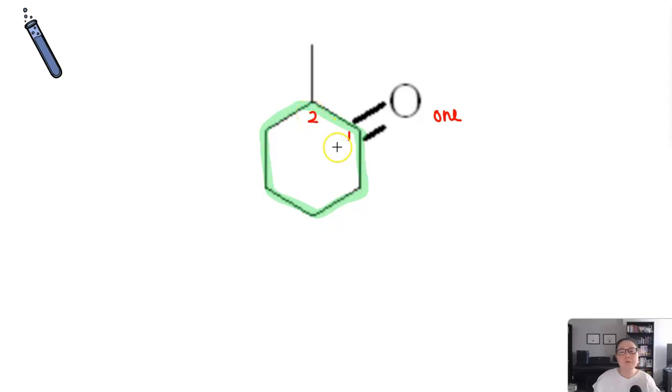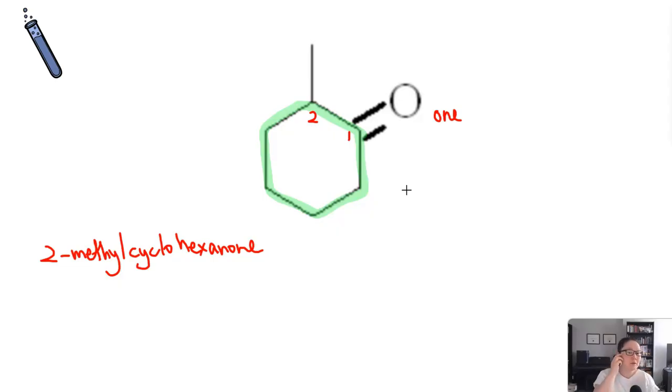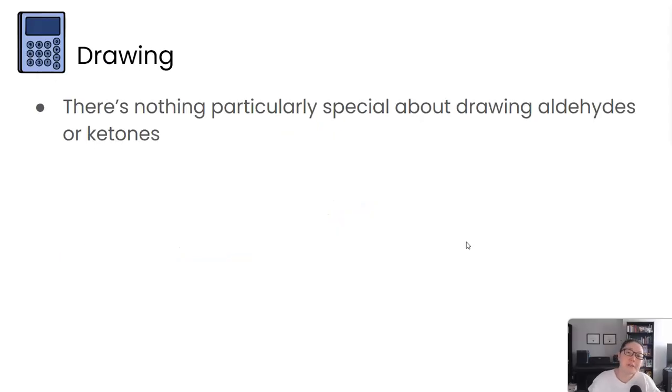We are going to name this so that we have smallest number combination for your side chains, because that's automatically going to be carbon 1. And then you end up with one of those very rare cases where you have a ketone, but you don't need to number that carbonyl group. And this one ends up being 2-methylcyclohexanone. There's nothing particularly special about naming, or rather drawing aldehydes or ketones. And so that's the end of this lesson. I'll see you next time.